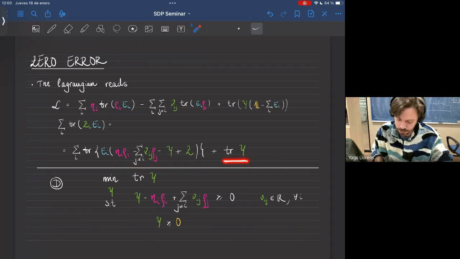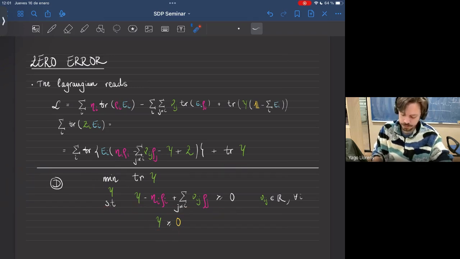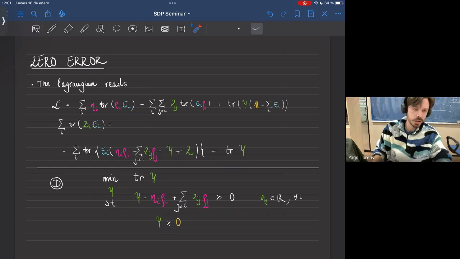So the trace of some operator. Then the dual reads that we are minimizing over all operators y the trace of y, subject to y is positive, and that this condition is satisfied for all i's. And this variable that we introduce, nu_ij, is real. So the problem with this dual is not that it is complicated, but that in most of the scenarios that we encounter, these nu's go to infinity.